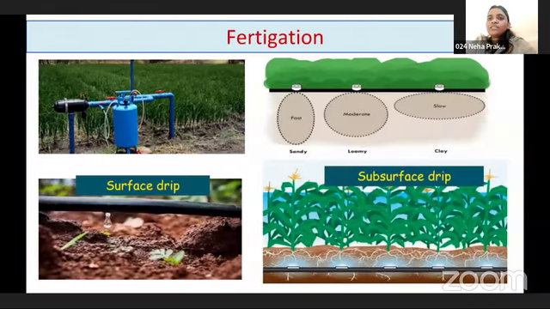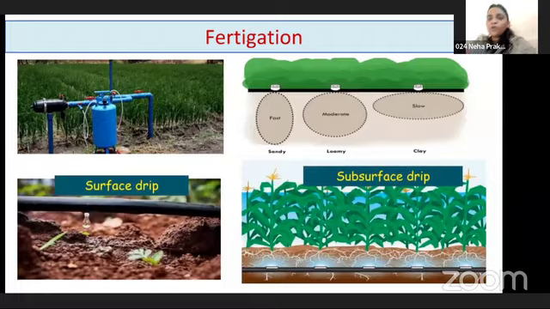Fertigation is one important technology. Fertigation is a technology where we apply the fertilizer through the source of irrigation. When we are piping water into our field, from those sources only we apply the fertilizer, such as with surface drip or subsurface drip. By that process we can apply water as well as fertilizer to the crop. So this is also one technology through which we can sustain the soil and crop growth.